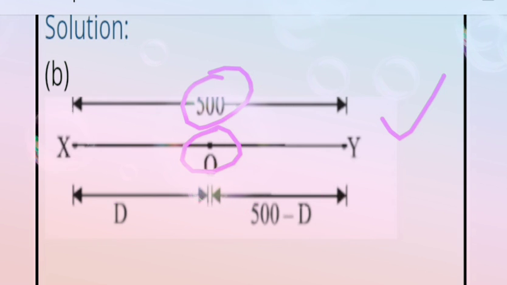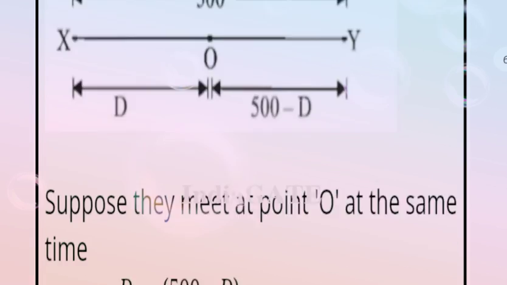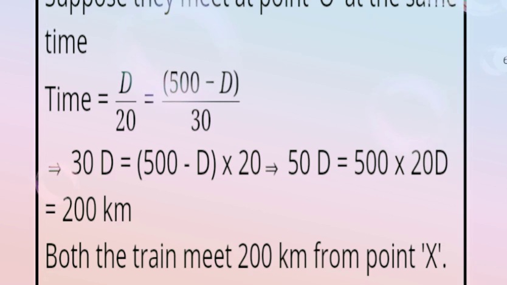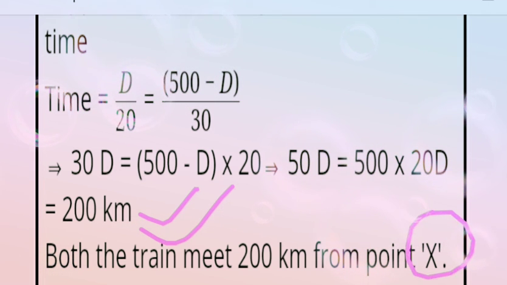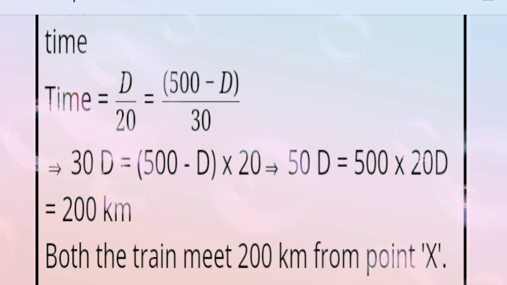Now on the basis of this data and diagram, we can say that time is equal to distance upon speed, and the time for X is equal to the time for Y, that is d upon 20 is equal to 500 minus d upon 30. After solving this equation, we get the distance, that is 200 km. Both trains meet 200 km from point X. Now come to the next question.